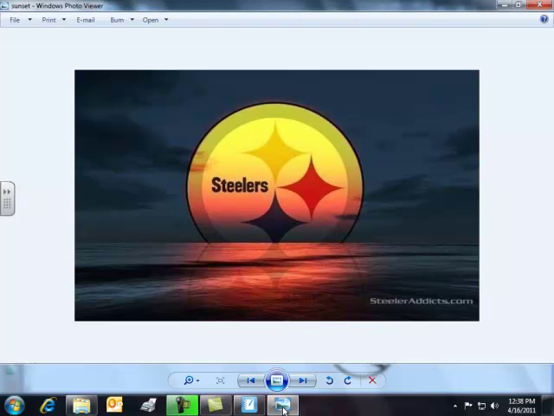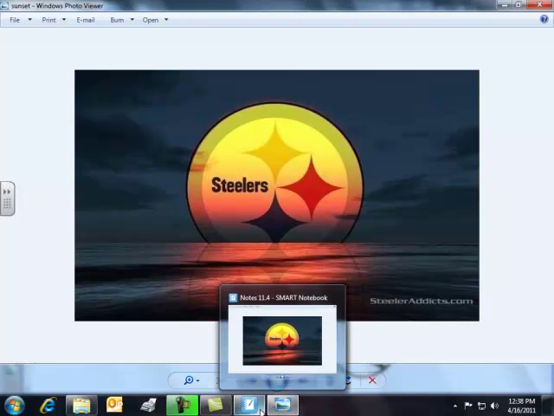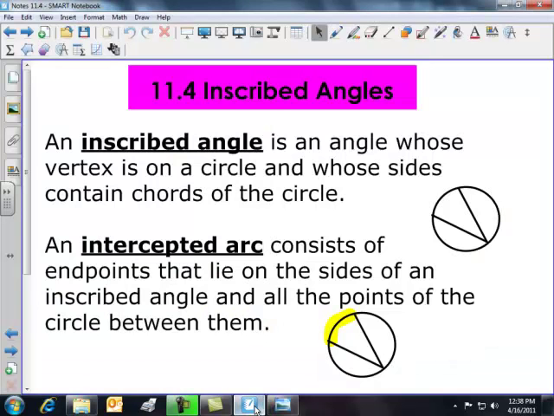Just thought I'd open some things up with a beautiful view that I get to enjoy out my back window every day. So today's section is 11.4, which is inscribed angle.